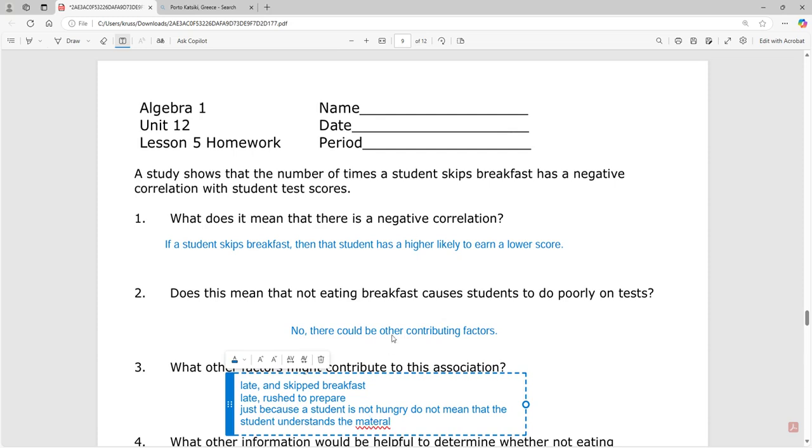So there's an association. The association is, as the number of people who skip breakfast goes up, the scores go down, but it could be other factors that contribute to this association. So correlation just describes a relationship between variables. It could be a strong or weak correlation, but a correlation does not necessarily mean there's a causation between the two. If there's a correlation or an association, they're the same thing, between two variables, it does not mean that one causes the other. Two variables can be correlated without having a direct causal relationship.